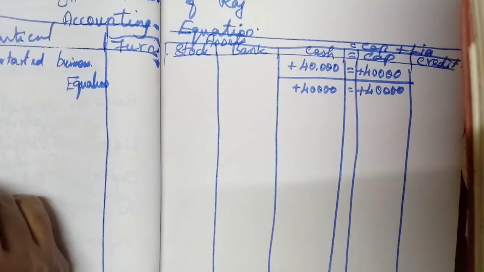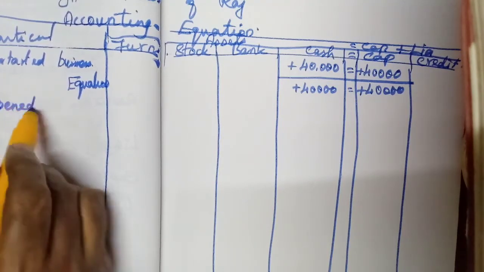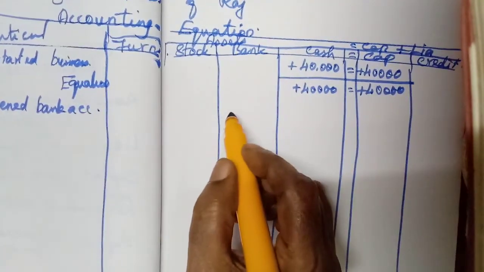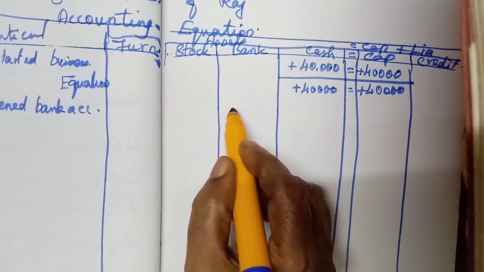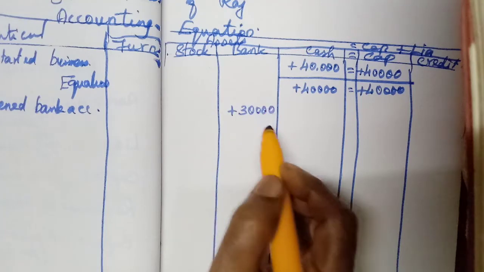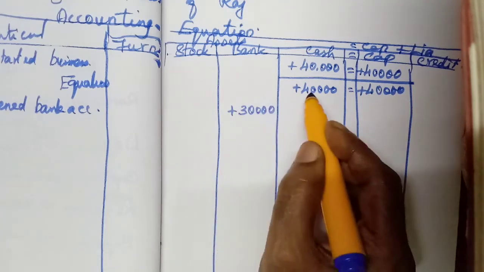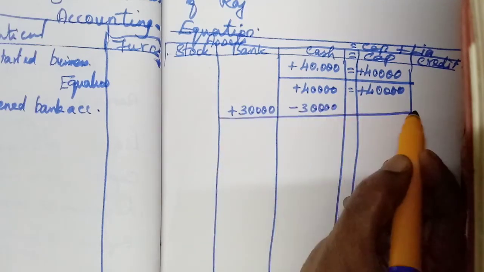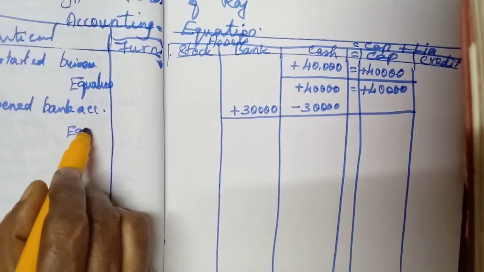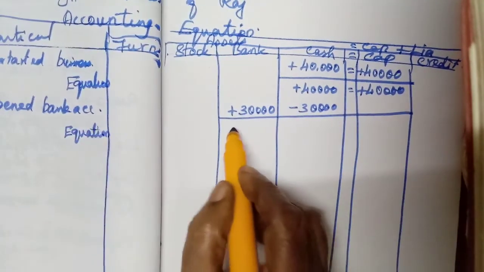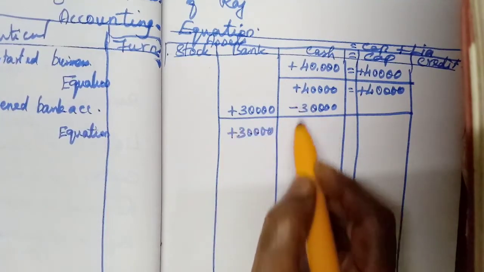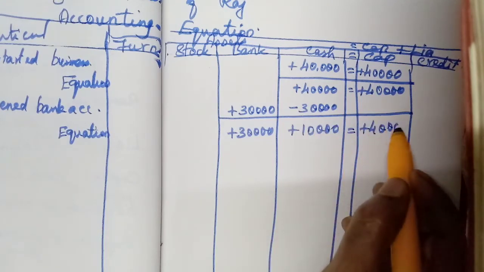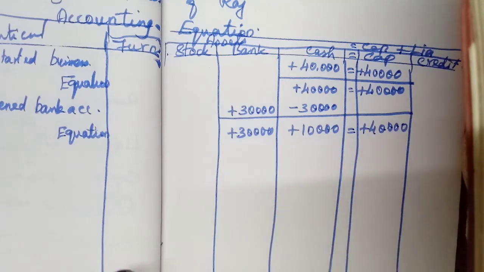What is the second? Opened bank account. So it will increase the bank, isn't it? Plus 30,000. Then when we open a bank account, the cash will get reduced. Okay, now you draw the line. Equation you write here. Plus 30,000. Here plus 10,000. Subtract and write. Equal to plus 40,000. Now you check the amount. Here 40, here 40,000. Okay.